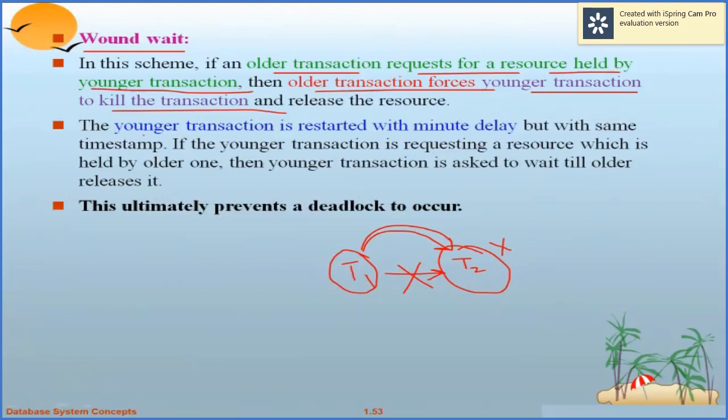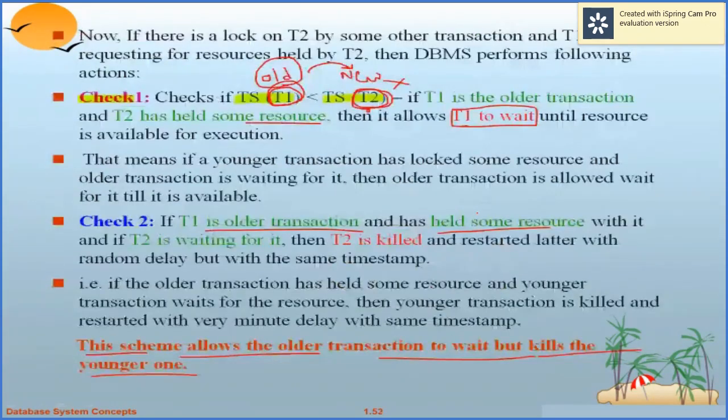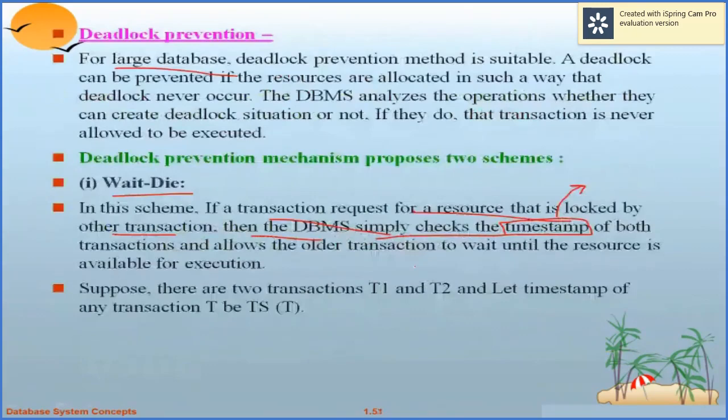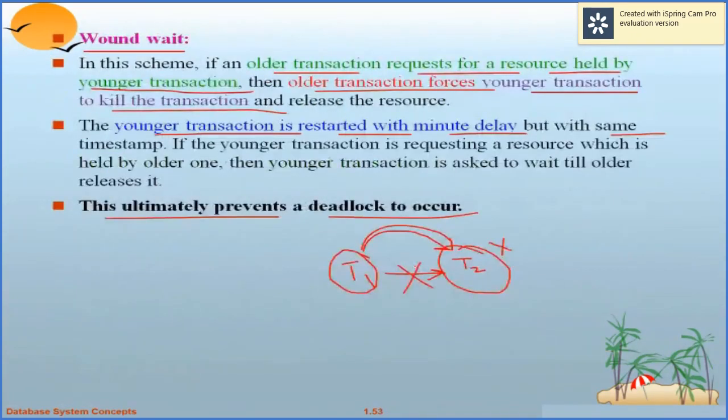What happens to the young transaction once it has been forced to be killed? The younger transaction is restarted after a minute's delay with the same timestamp. It gives some time for itself and then runs again. This ultimately prevents the deadlock condition. So these are the two interesting cases we have studied: the wait-die condition and the wound-wait condition. These are the important concepts of concurrency control in transaction management.